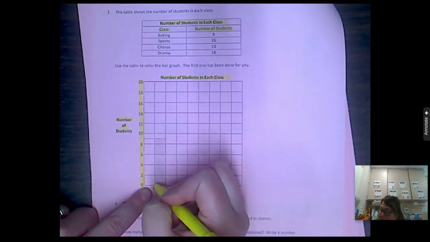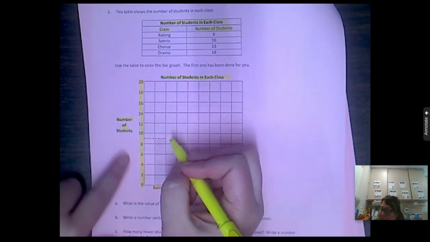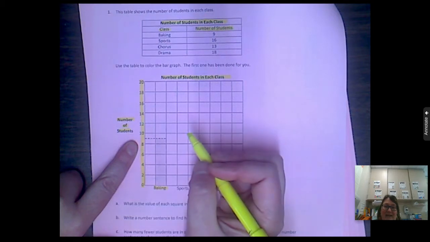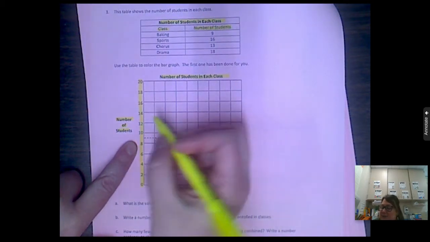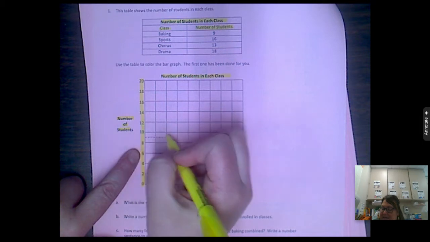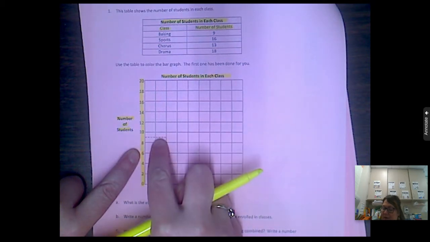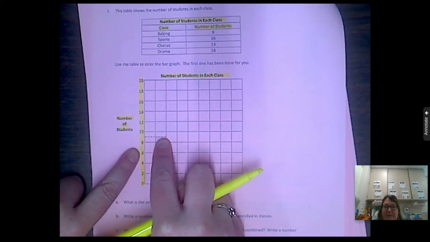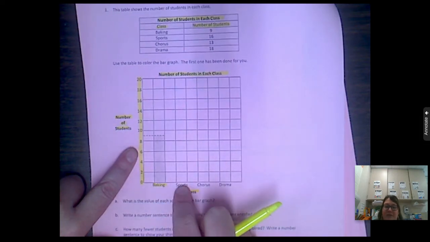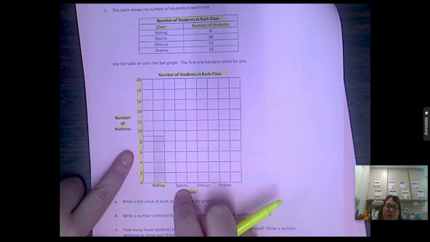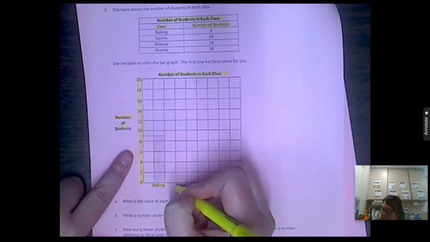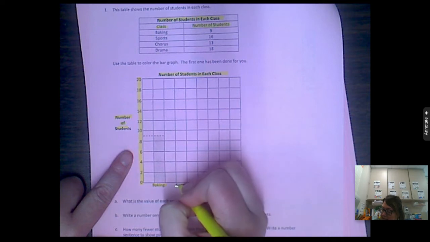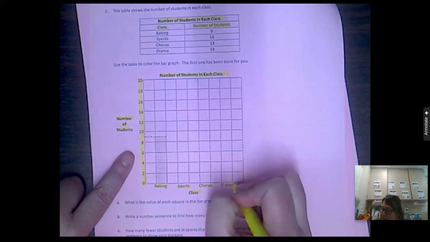So they had baking go all the way up to right between 8 and 10, because what comes between 8 and 10? 9. So 9 is halfway between 8 and 10. They had the baking bar go all the way up to the halfway point between 8 and 10. Okay. So our job is to graph sports, chorus, and drama. We can highlight sports, chorus, and drama.